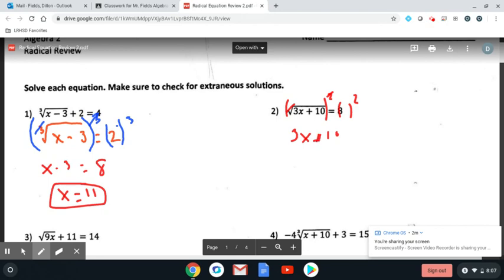Sorry, that was a plus sign. And then we know 8 squared is 64. And then we want to go through and just solve for x, just like we normally would. So we're going to first subtract 10, and then divide by 3.